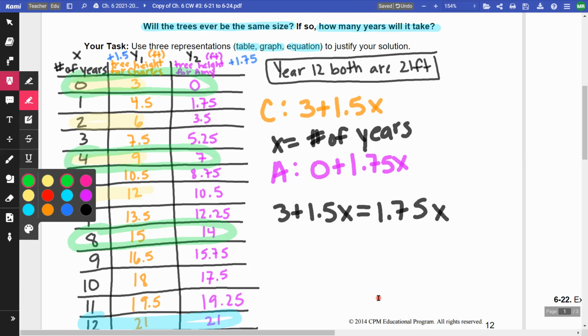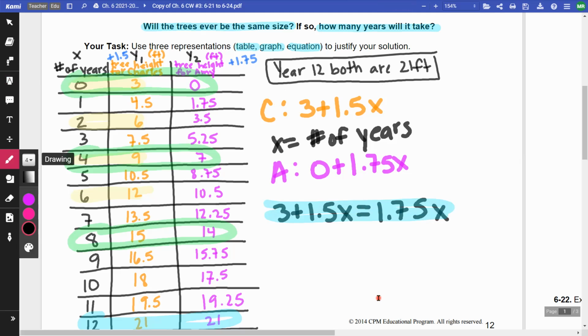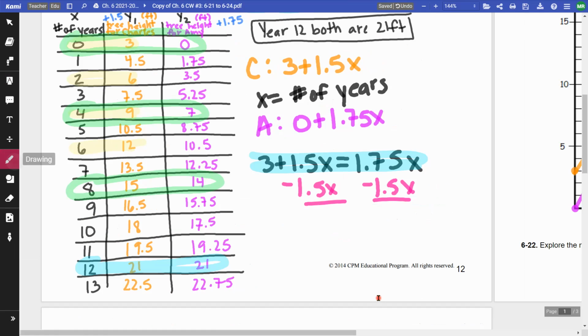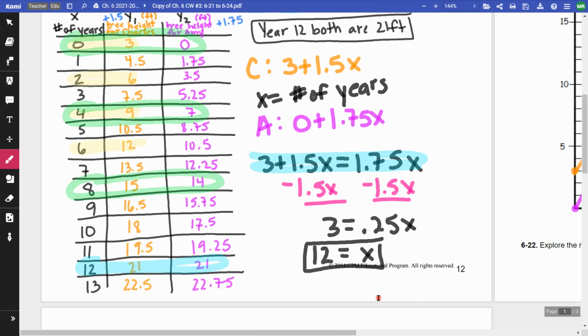Okay, and now I'm going to solve this equation. So again, this is my equation, and I'm going to solve it. So I'm going to solve for x. So I'm going to subtract 1.5x, subtract 1.5x. And when I do, I end up with 3 is equal to 0.25x. I'm going to divide both sides by 0.25. And so when I do that, I actually end up with 12 when I do that math. So you see I got x is 12.